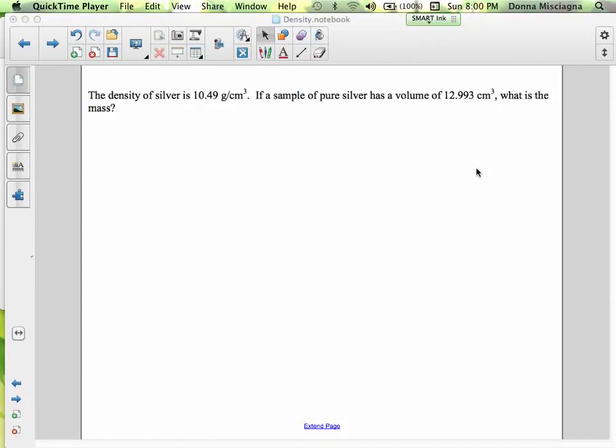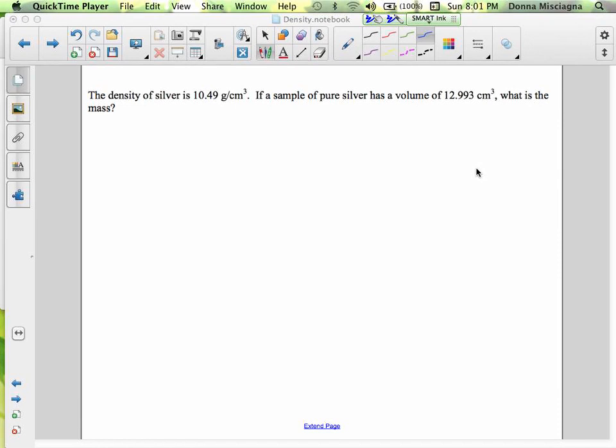Welcome to more density problems. So the density of silver is 10.49 grams per centimeter cubed. If a sample of pure silver has a volume of 12.993 centimeters cubed, what's the mass? Okay, so here we already know the density. We're looking for the mass, right?